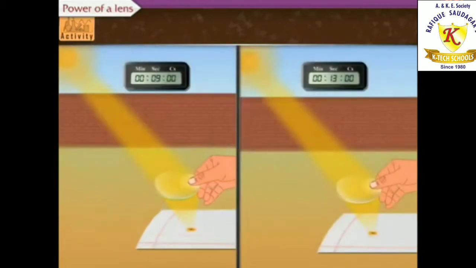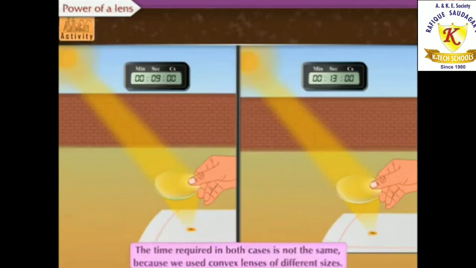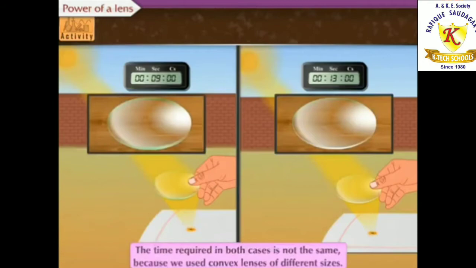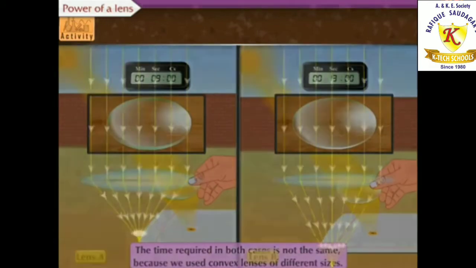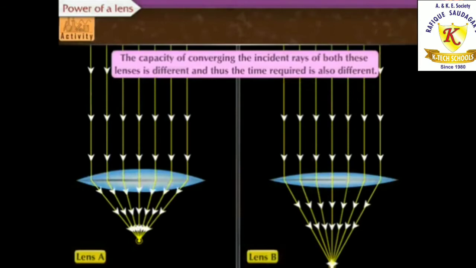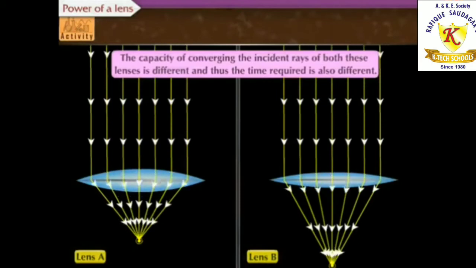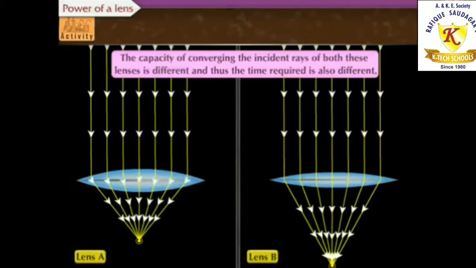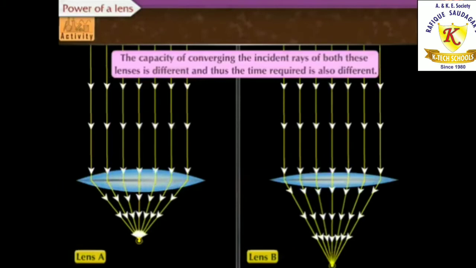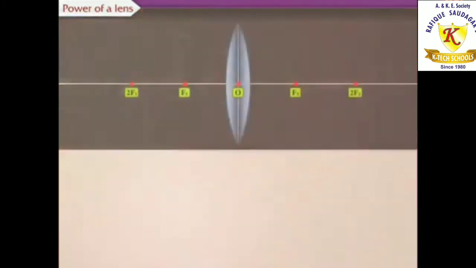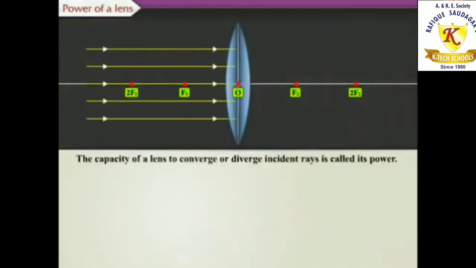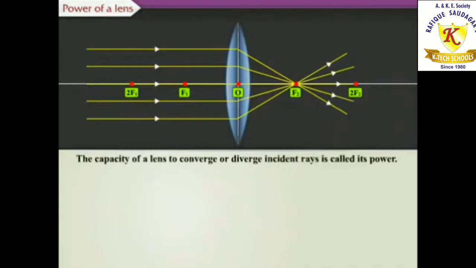Yes, we could say that the time is different for both the lenses. The time required in both the cases is not the same because we used convex lenses of different sizes. The capacity of converging the incident rays of both these lenses is different and thus the time required is also different. Got it? So the capacity of a lens to converge or diverge incident rays is called its power.